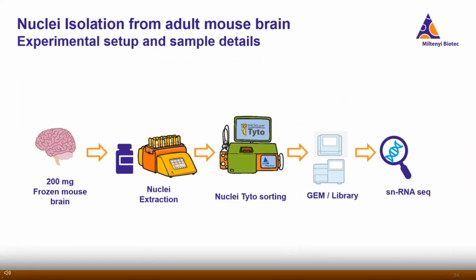We also tested our nuclei isolation workflow by doing single nucleus RNA-seq on frozen adult mouse brain using the 10x gene expression profiling kit. Nuclei from adult brain tissue have a considerable amount of debris, so we also needed to use a MACSQuant Tyto microfluidic cell sorter to clear the nuclei from the debris.